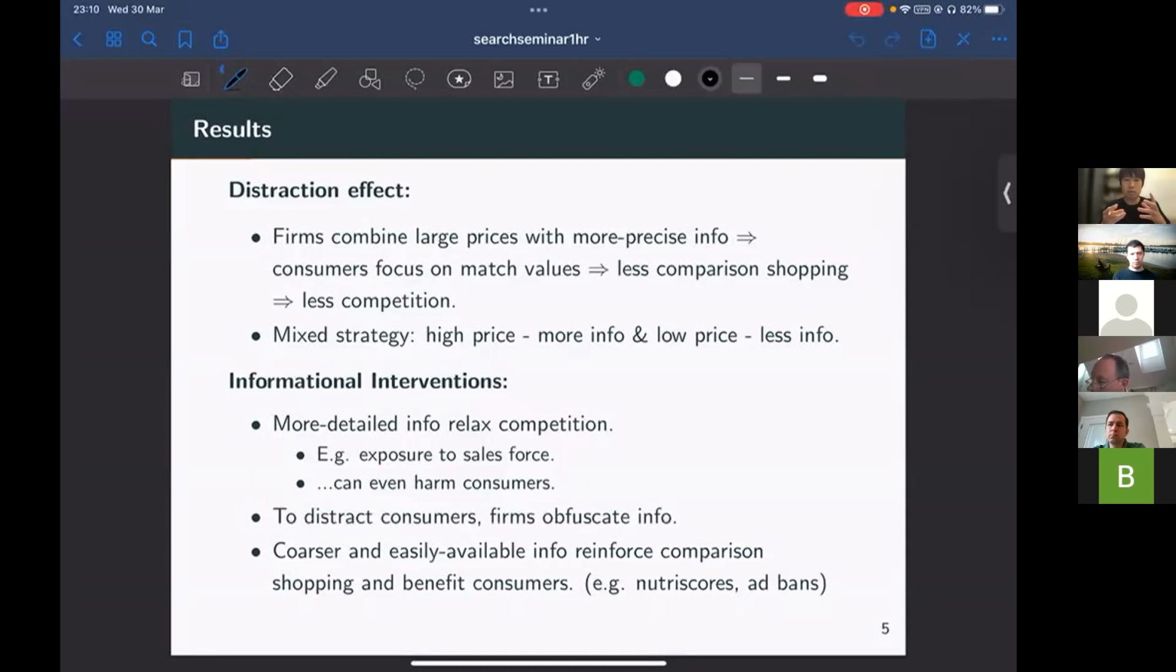And we're going to talk about some developments in Europe, not regulation, but particularly this Nutri-Score, where they use a label ranking the nutrition of food by A, B, C, D, E instead of showing them just the complicated food labels. That gives less information to consumers, but we're going to show that in this setup, and we're also going to talk about some empirical literature, that coarser and easily available information could reinforce comparison shopping.